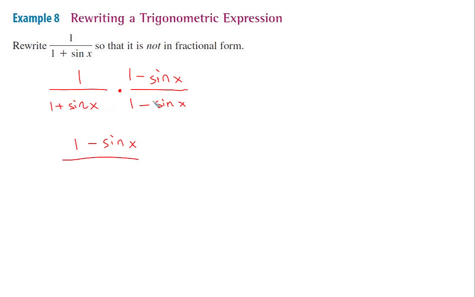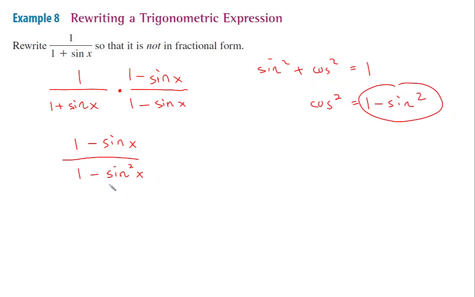On the bottom, remember they're conjugates, you just multiply the first ones with the last ones. 1 minus sine squared x. You should recognize 1 minus sine squared from our Pythagorean identities. Remember, sine squared plus cosine squared is equal to 1, so cosine squared is equal to 1 minus sine squared, and that's what we have right here. So we can replace this with cosine squared. We're going to end up with 1 minus sine x over cosine squared x.